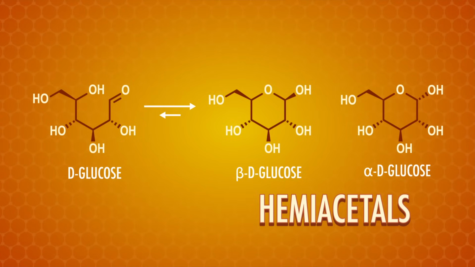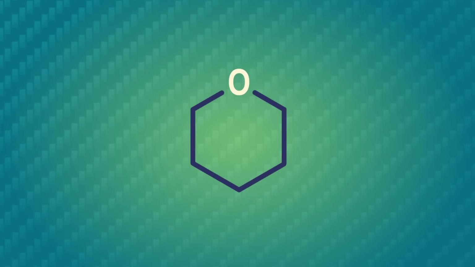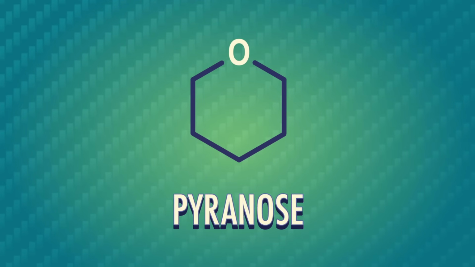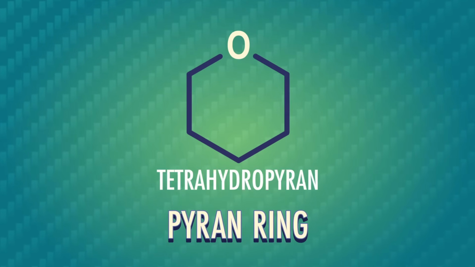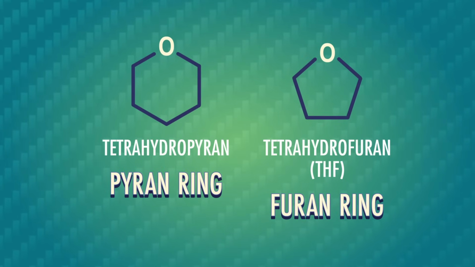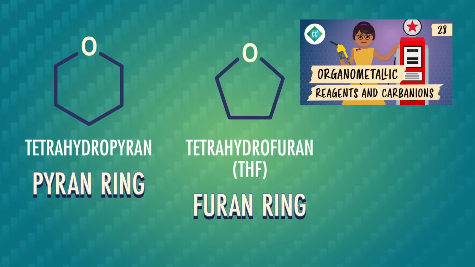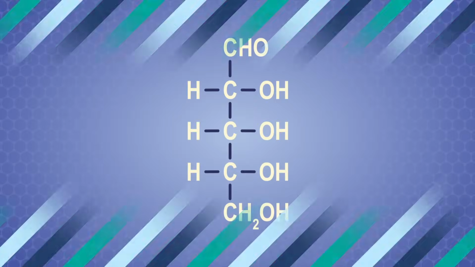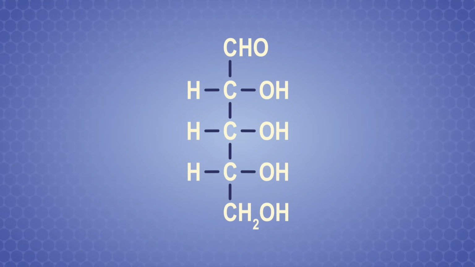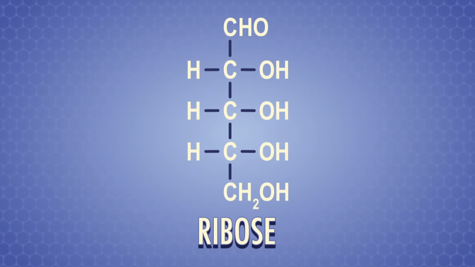We saw this with glucose in episode 29. This 6-membered ring form of a sugar is called a pyranose, named after the pyran ring, which looks like this. Sugars can also form 5-membered furanose rings. We met tetrahydrofuran in episode 28 as a good solvent for Grignard reactions. A really important carbohydrate that forms a furanose as its cyclic form is ribose, which we'll see again in nucleic acids.